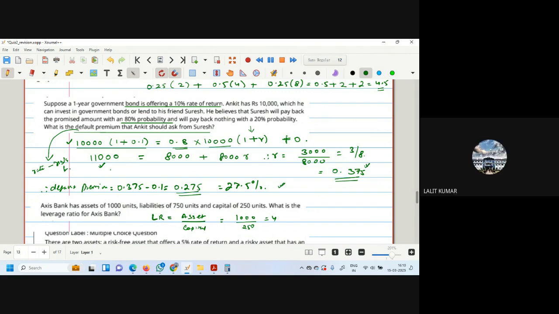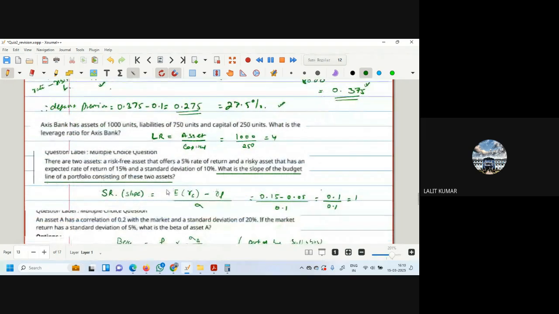Yes. Okay. Next one is: Axis Bank has an asset of 1,000 units, liability 750, capital 250. What is the leverage ratio of Axis Bank? So leverage ratio is nothing but your asset over capital. So we calculate, it is 4.